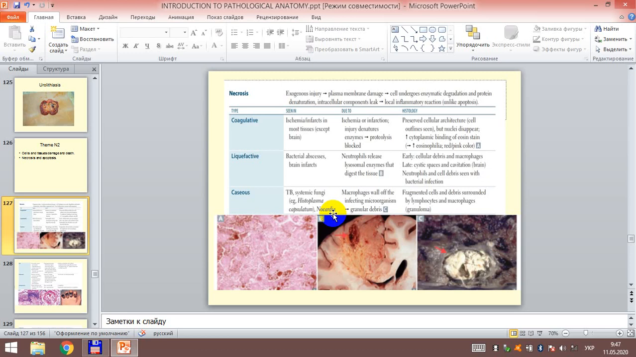Also, there are types of necrosis: coagulative, liquefactive, and caseous necrosis. Coagulative necrosis is seen, as a rule, with ischemia or infarcts in most tissues except the brain, due to ischemia or infarction; injury denatures proteins and enzymes, and proteolysis is blocked. Histological signs: preserved cellular architecture, cell outlines seen, but nuclei disappear; there is increased cytoplasmic binding of eosin stain, increased eosinophilia, red-pink color, picture A.